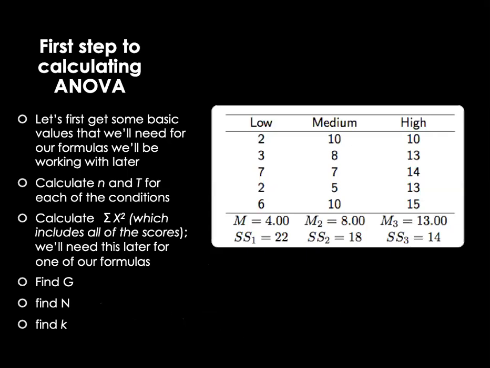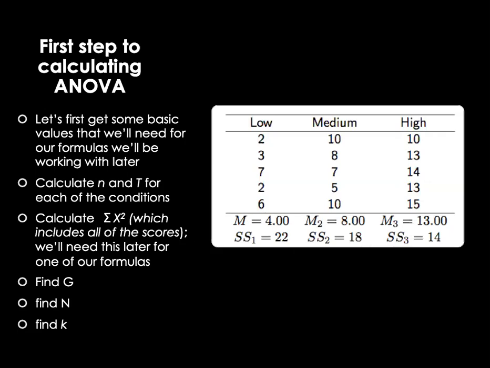The first step to calculating an ANOVA is to get some basic values that you'll need for formulas that you're going to work with later. So you're going to calculate the mean and sum of squares for each condition or level, and that's been done here.